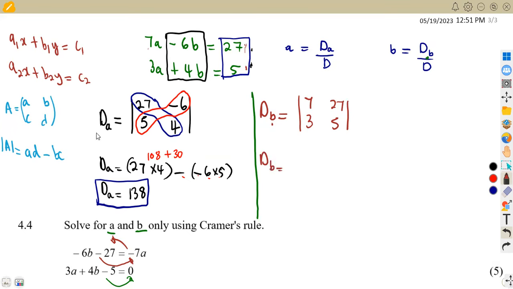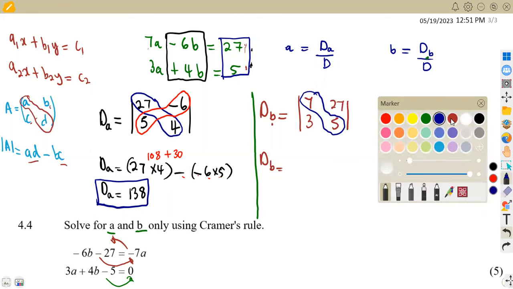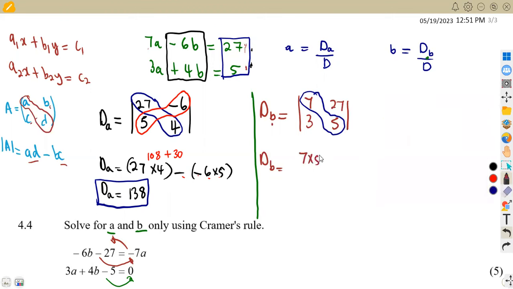Remember, we say the determinant from this formula, we are going to multiply this in the major diagonal minus these two, AD minus BC. So here we are having 7 versus 5. That is, we are going to obtain 7 times 5 minus the product of these two, which is 27 and 3. So that is 27 times 3 in this case. So this is going to give us the determinant with respect to B.